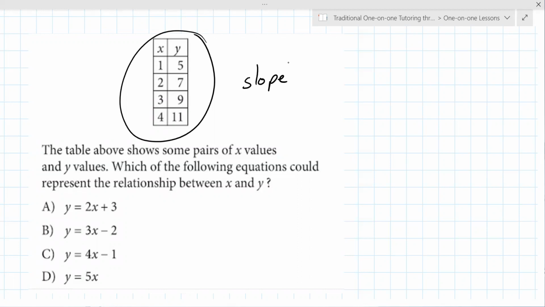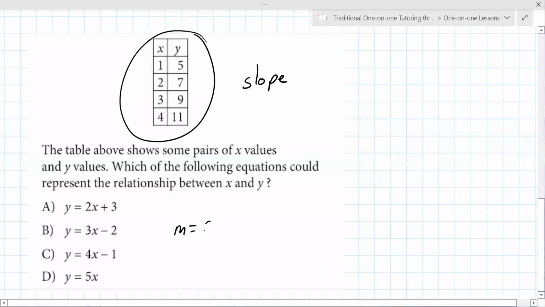How are you calculating the slope? Are you using the slope formula? Are you just calculating the rise over the run? What are you using here? I'm using the slope formula. Okay. The slope is 2. So which of these four equations of a line has a slope of 2?